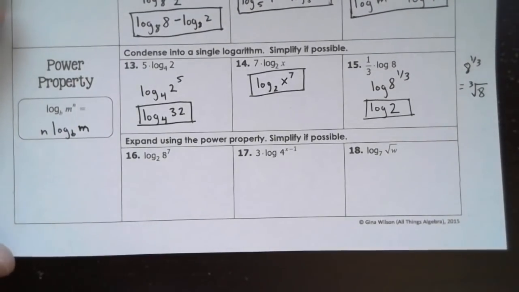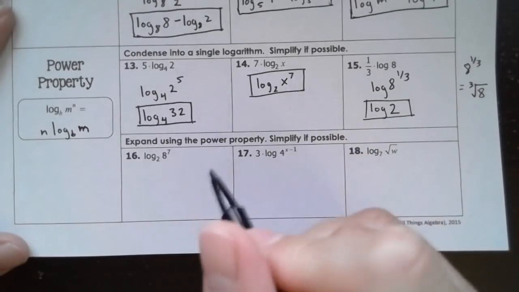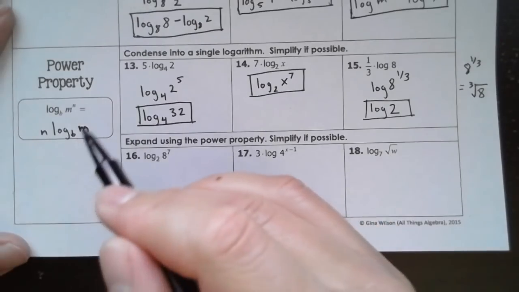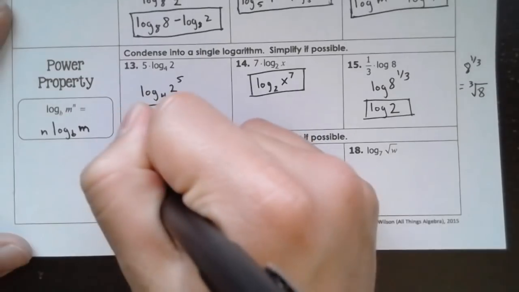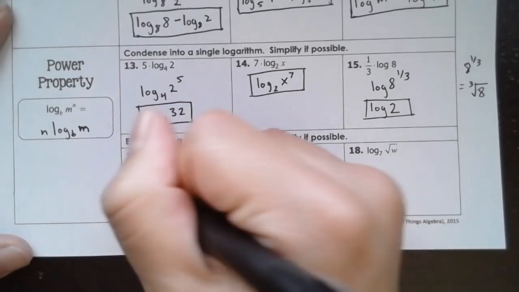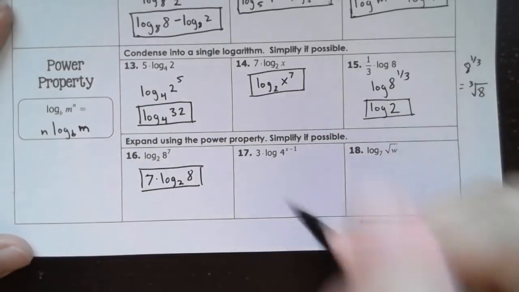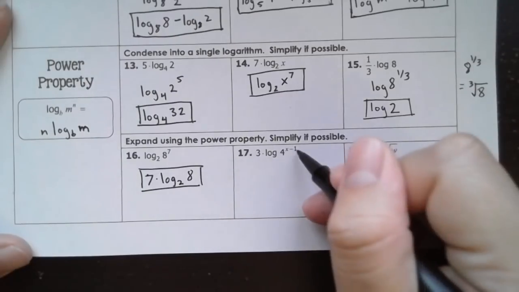Next we expand using the power property. It just involves moving the exponent over to the front, so going from this form to the bottom form here. So 7 times log base 2 of 8, and that's it.